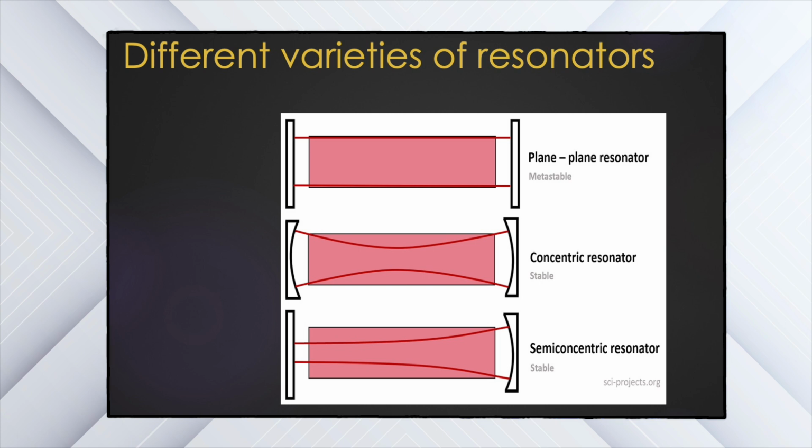First one is a plain parallel resonator. Second one is called a concentric resonator. That means you have two concave mirrors where the center of curvature is common to both. I mean, both the concave mirrors will have the midpoint concentric, the center of curvature will be common. That is called a concentric resonator. This is one configuration. Another interesting configuration is the semi-concentric resonator.